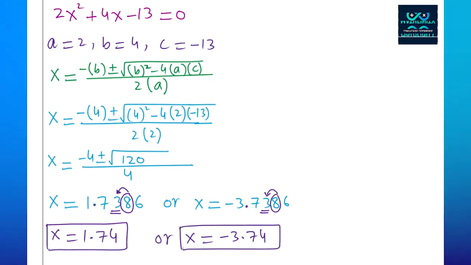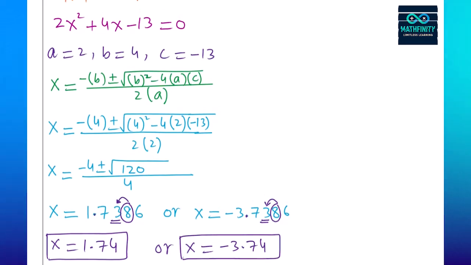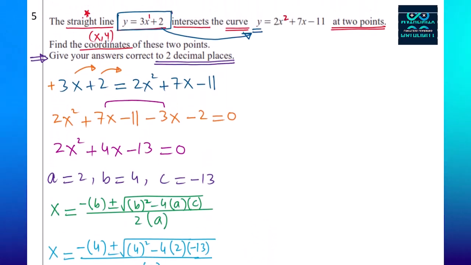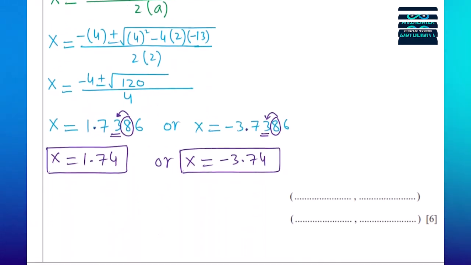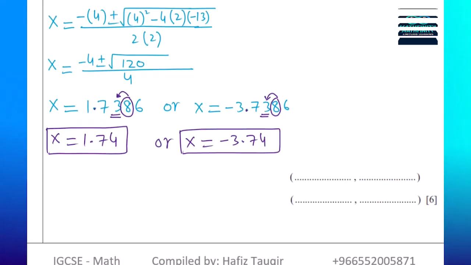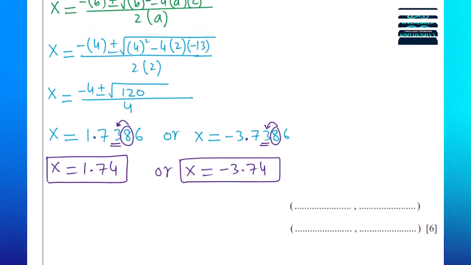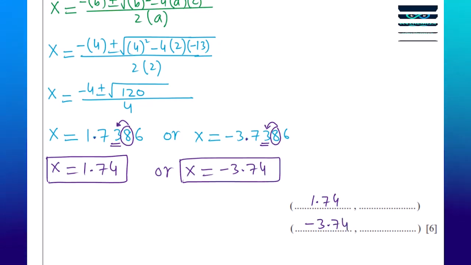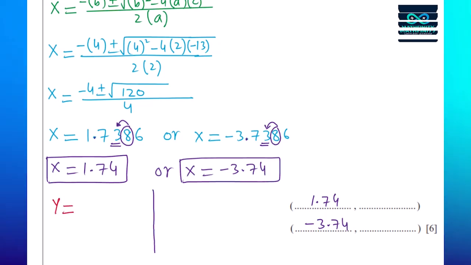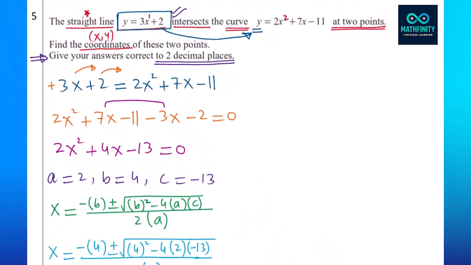And now you have to find the value of y. So you will choose any one of the equations. I will choose the first one: y is equal to 3x plus 2. Now we have the given answers here. We can write 1.74 and negative 3.74. After this, make the column and just substitute. y is equal to, it was 3x plus, sorry, I forgot, 3x plus 2.